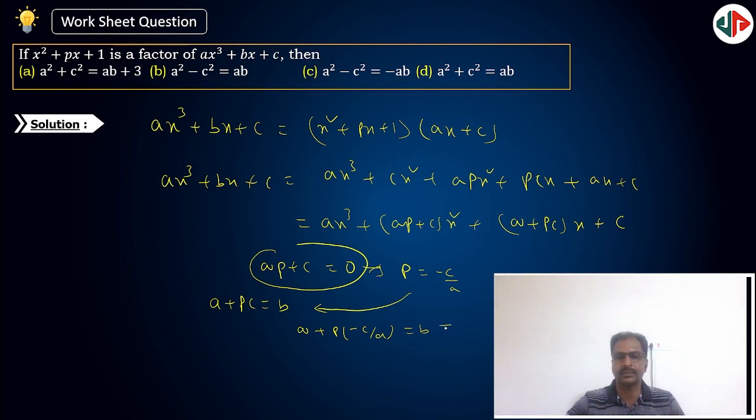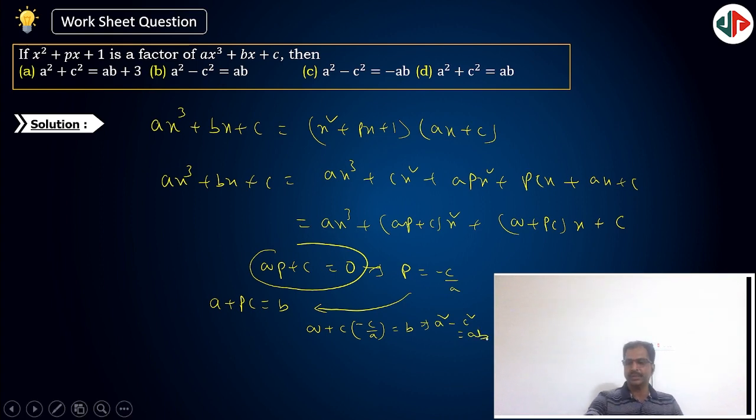That implies a square minus pc is equal to ab. Sorry, we have to eliminate p, right? Eliminate p, which means in place of p put minus c by a. This implies a square minus c square is equal to ab. Option D is the correct answer.